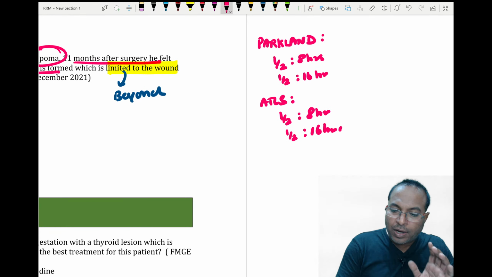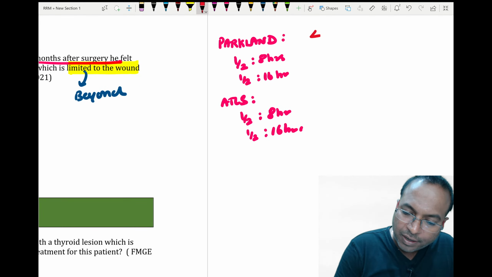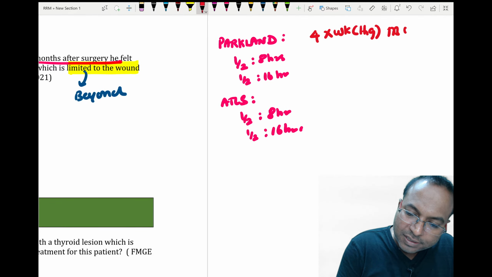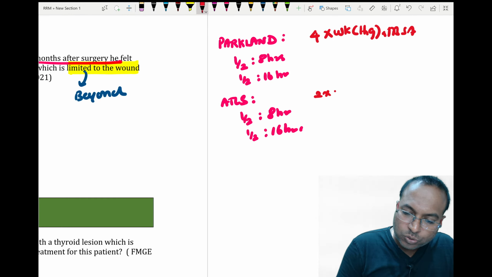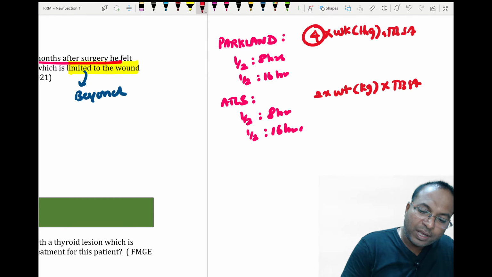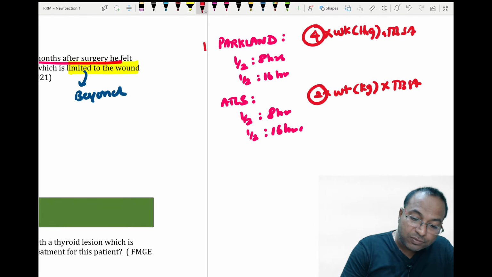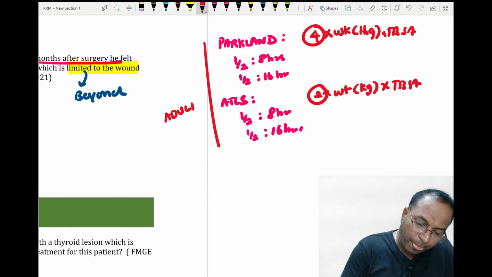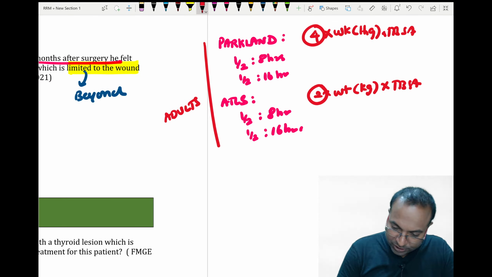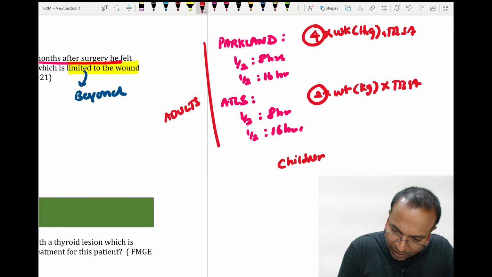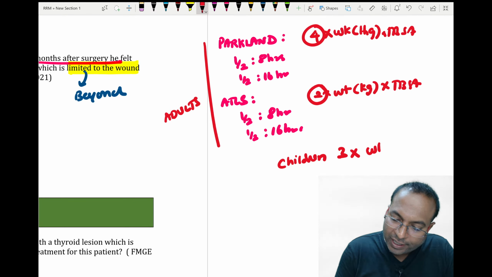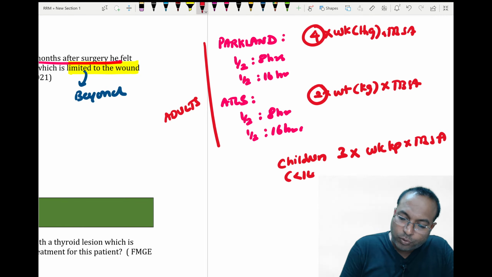The volume is calculated in Parkland as 4 into weight in kilograms into total body surface area. In ATLS it is 2 into weight in kilograms into total body surface area. Simple small change. In Parkland it is 4, in ATLS it is 2, for adults. ATLS has a formula for children also: 3 into weight in kilograms into total body surface area. Children means less than 14 years.